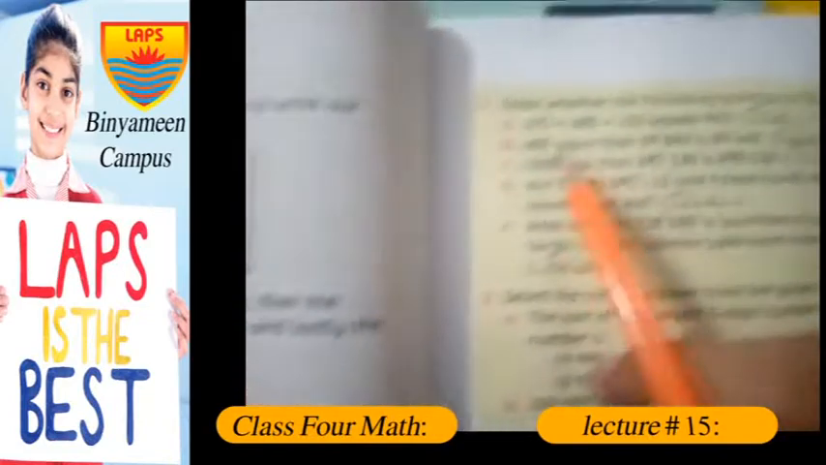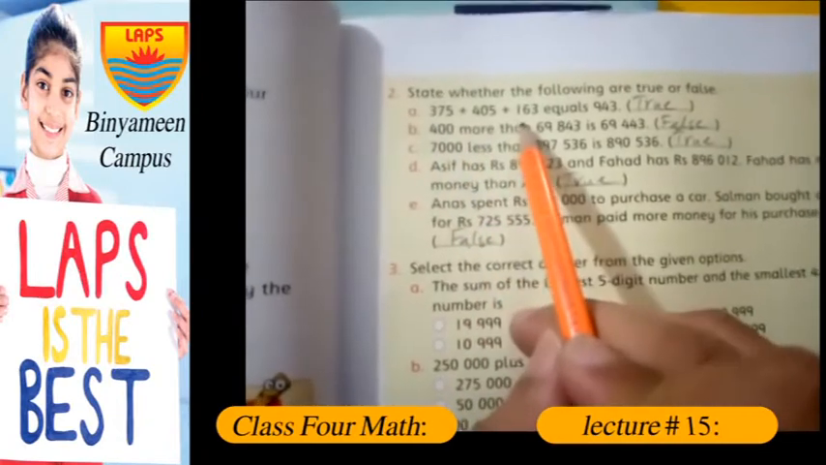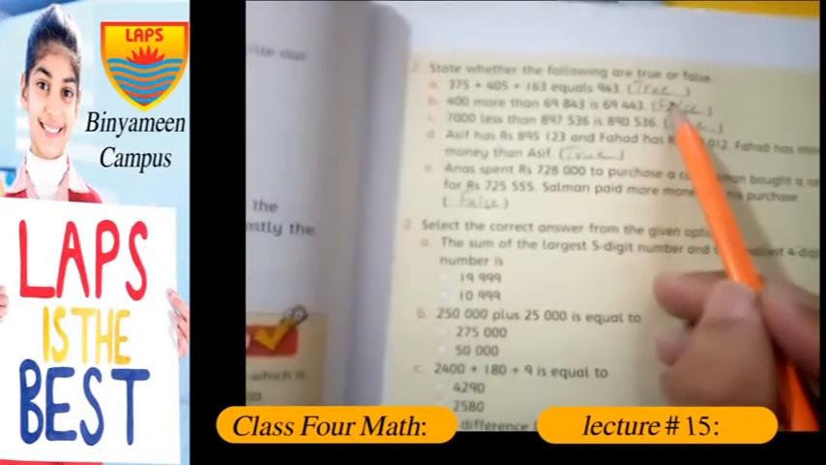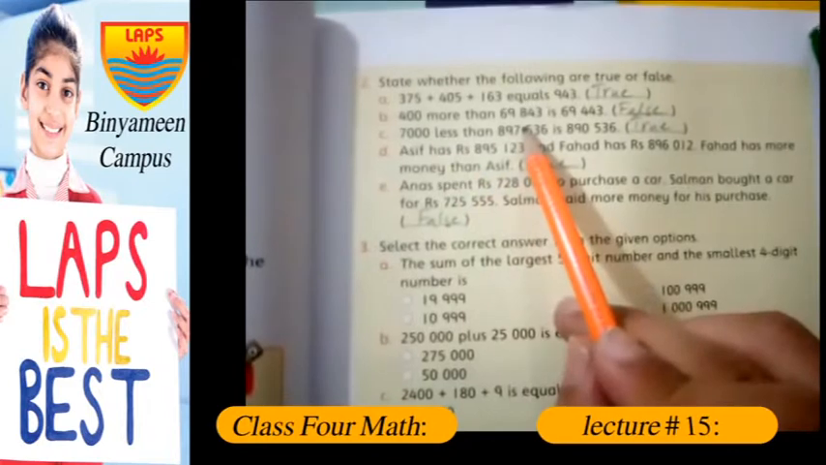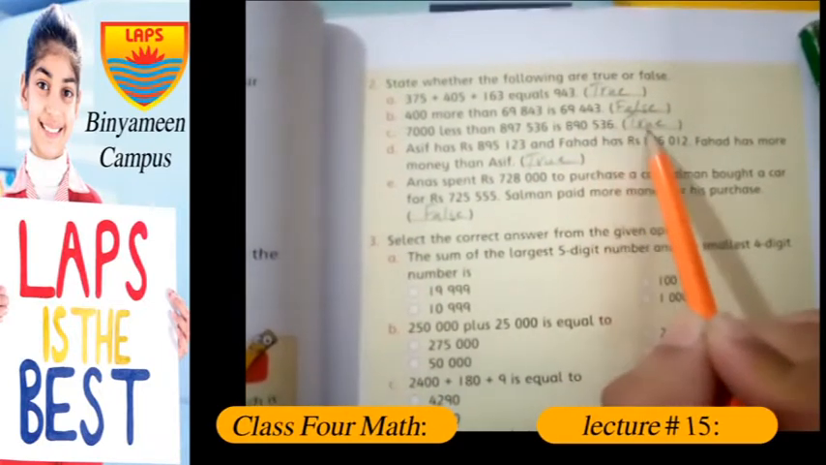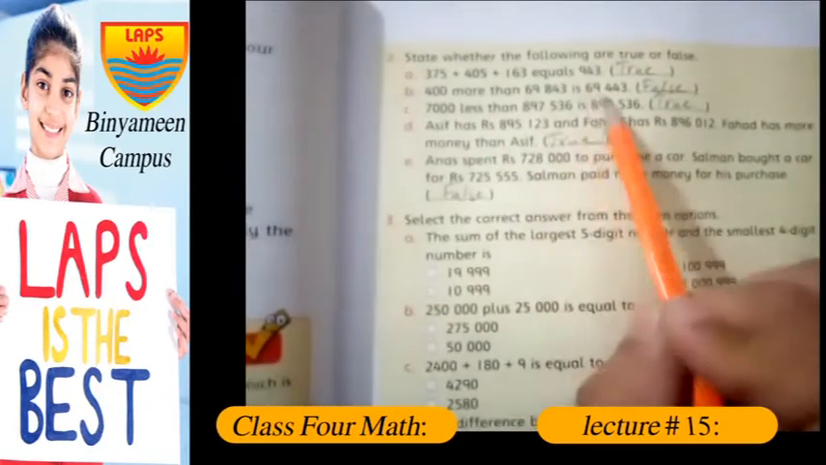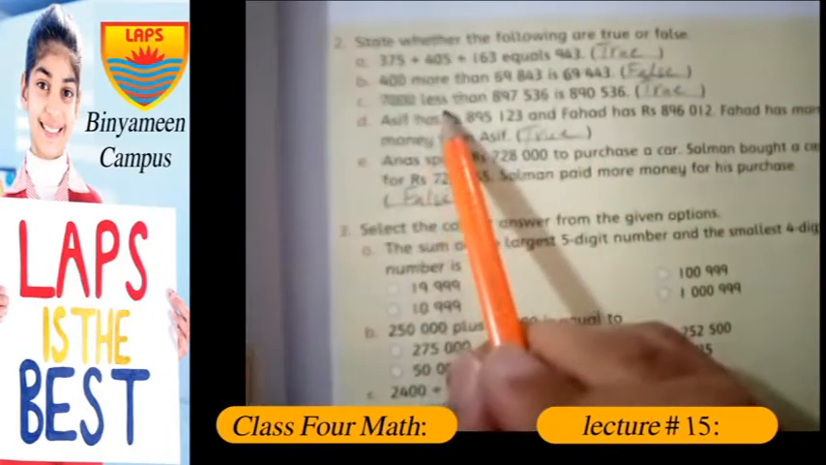Just like that, here are some true false. 375 plus 405 plus 163 equals 943. If you add them, you will find that the answer is actually true. And 400 more than 69,843 is 69,443 is false actually, because if you add both these values, you don't get this answer. The answer is actually a different one, so it's not true.